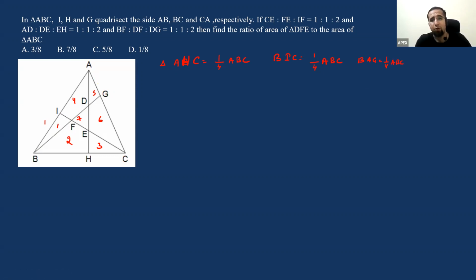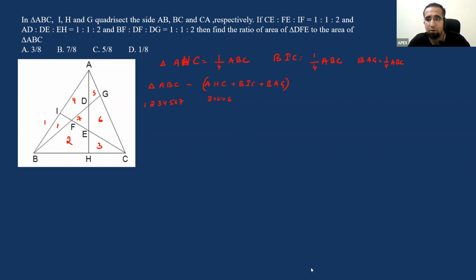Now observe what we have done if you're adding all these 4. Let's take triangle ABC, right? And from triangle ABC, let's say I'm subtracting AHC, BIC, and BAG. So triangle ABC is 1, 2, 3, 4, 5, 6, 7 portion parts. AHC. AHC is how much, guys? 3 plus 5 plus 6.